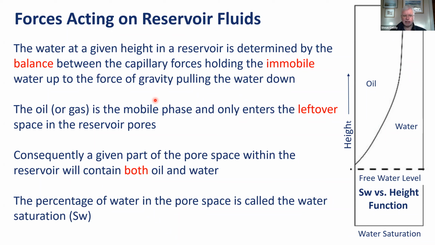The oil or gas is the mobile phase and only is allowed to enter the leftover space that the water doesn't want. They're there first, and they're claiming it with that strong capillary force. So throughout the reservoir, the pore space contains both oil and water everywhere. And we know that the split between oil and water, the percentage split, is called the water saturation.